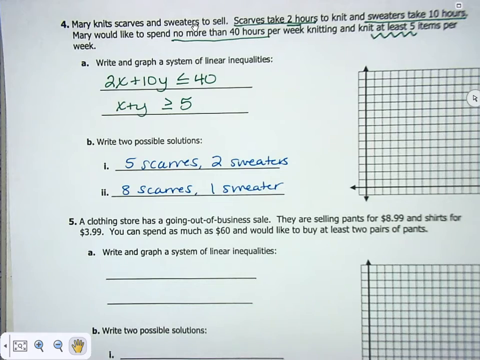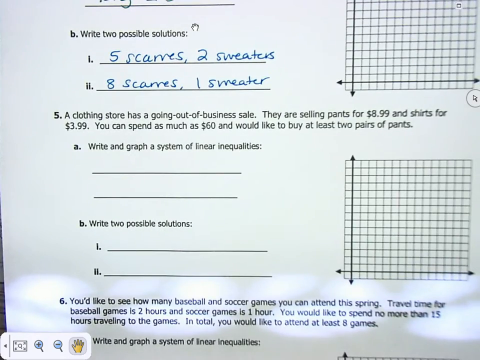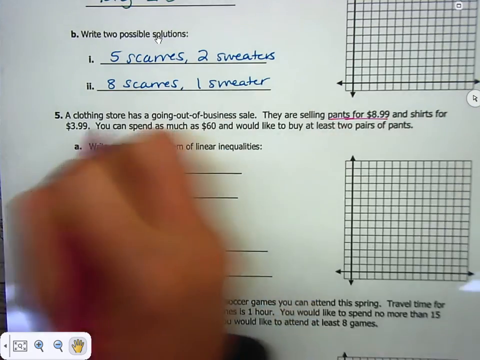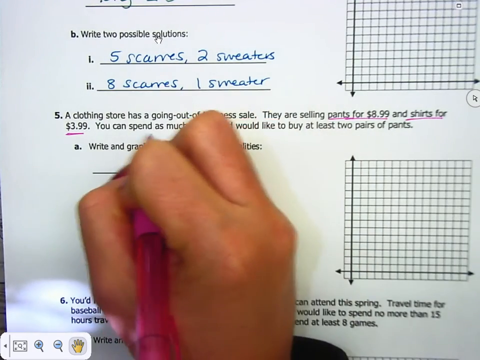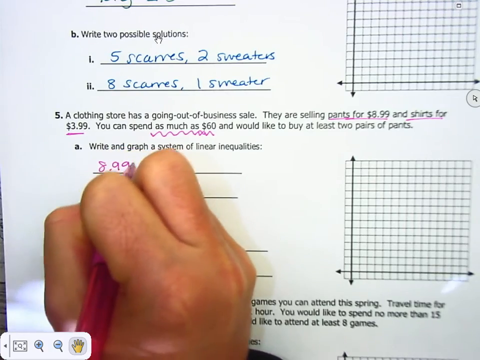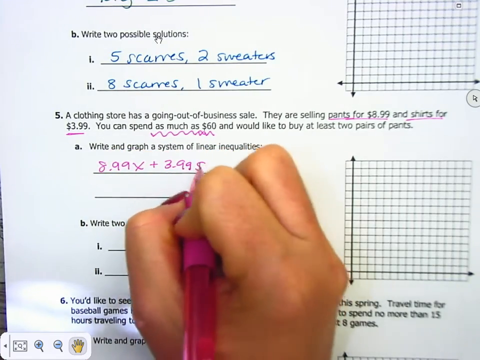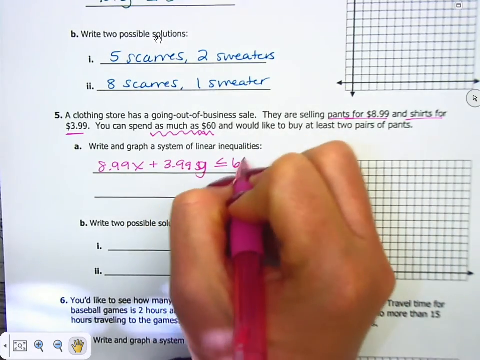All right, number 5. Clothing stores going out of business are selling pants for $8.99 and shirts for $3.99. Okay, so there's our money. Pants are $8.99. Shirts are $3.99, and you can spend as much as $60. So as much as means no more than. So $8.99 for pants plus $3.99 for shirts. Oops, that's my Y, sorry. And as much as 60 means less than or equal to 60.